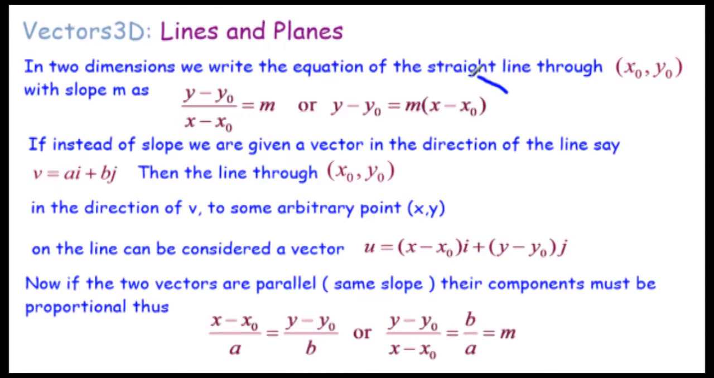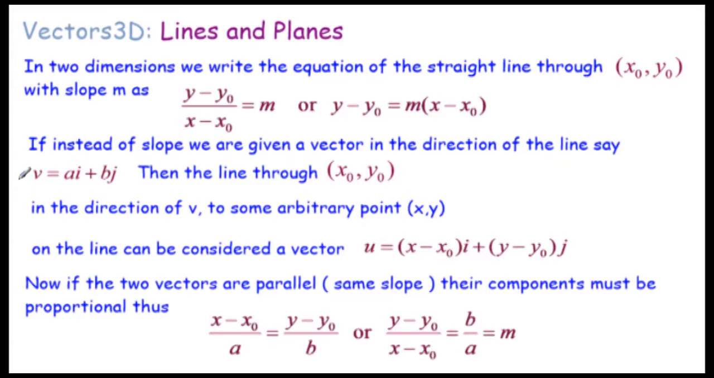Now, we hopefully know that this is the equation of the line here: y minus y0 equals m times (x minus x0). This is the general equation of a line with a slope of m through the point x0, y0. Now, say instead of the slope, we're given a vector in the direction of the line.